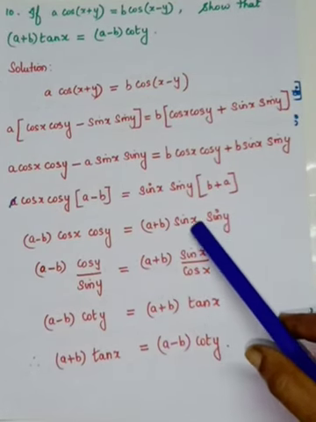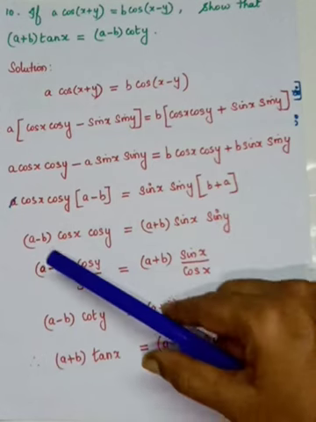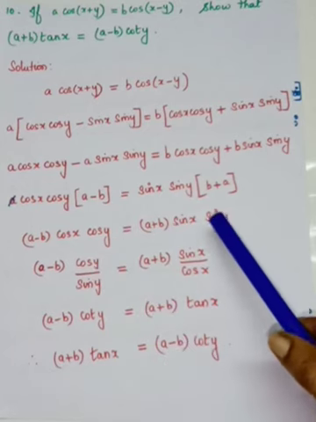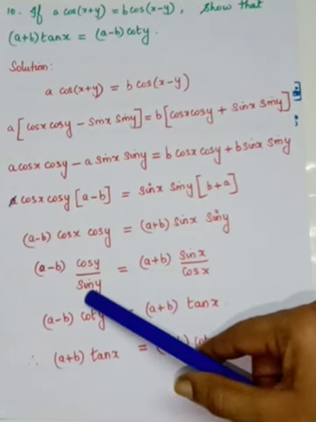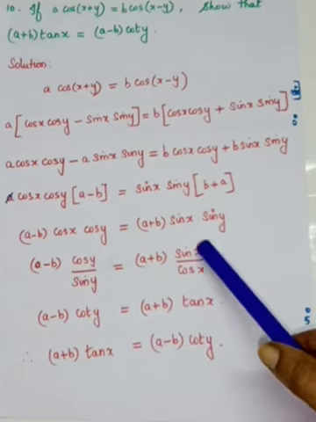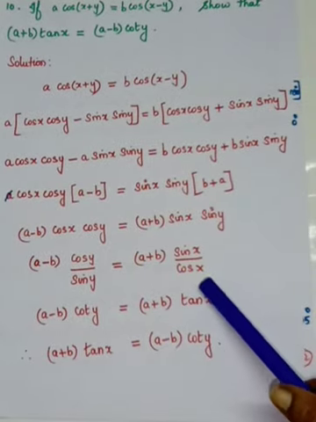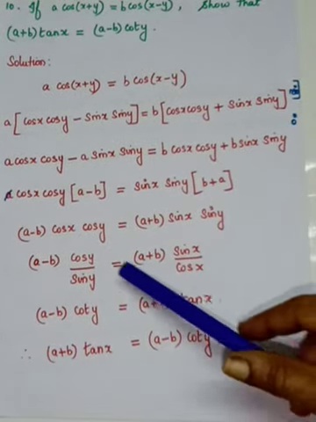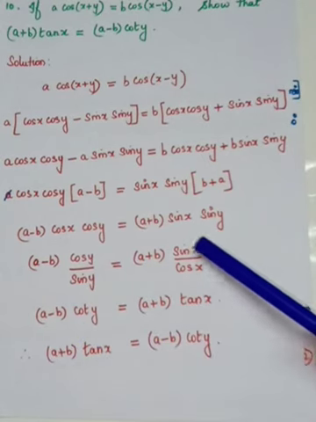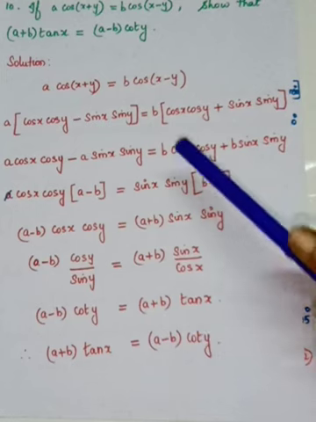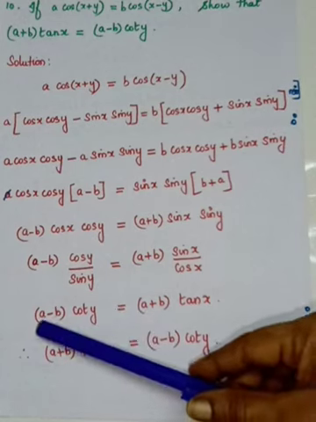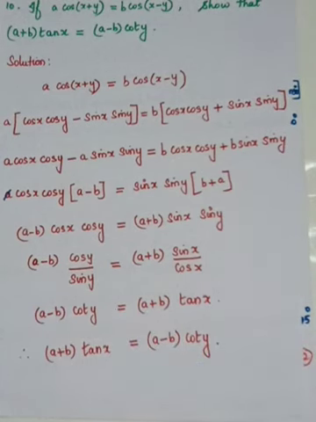Bring this. Okay, so here a minus b, here cos y, you keep it here, and this sin y, if you bring it to the left side, it is in the denominator. The same way, a plus b, sin x is kept as it is. Bring this cos x to the right side, it will come in the denominator. What is cos y divided by sin y? You know it is cot y. Sin x by cos x is tan x. So see that this is the result we have to prove. A plus b into tan x is equal to a minus b into cot y. So we have proved it.